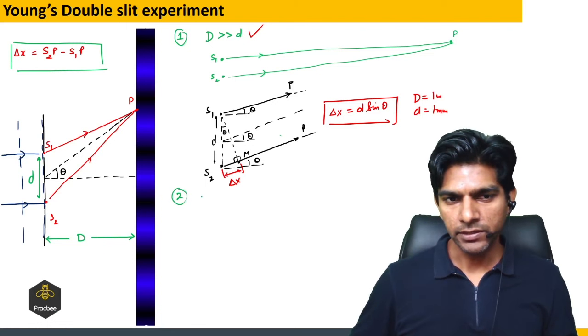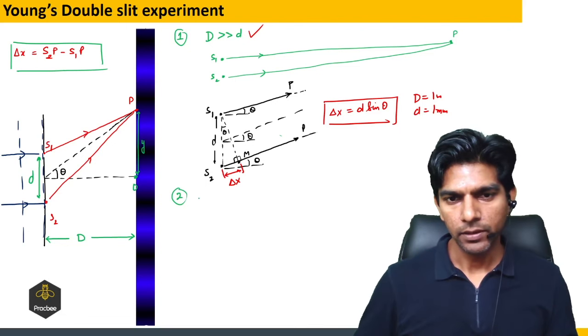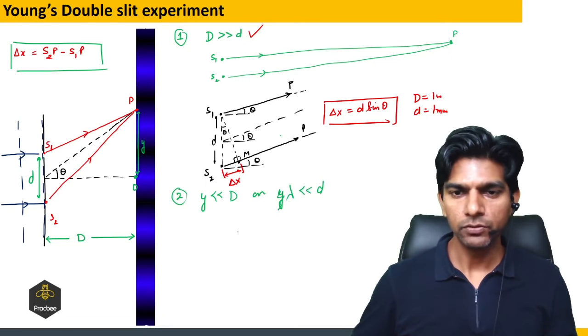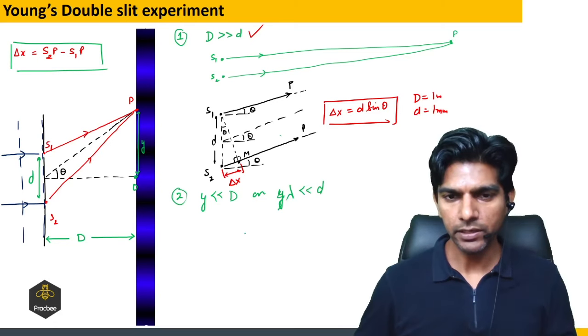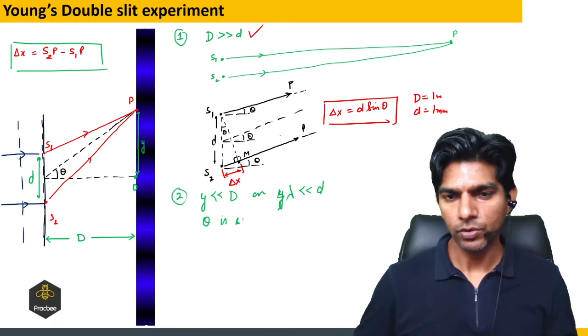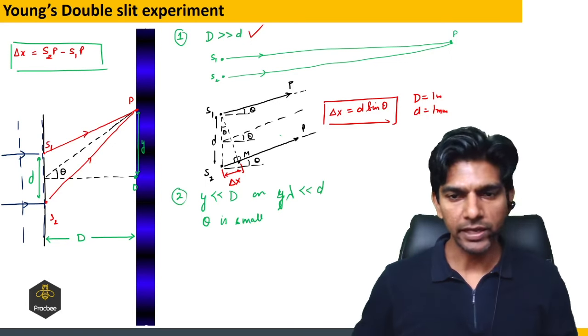Second assumption is this: the position of P from this point O is Y, and Y is very small in comparison to D. Or we can say if lambda is very small in comparison to D, then the second assumption is valid. If Y is very small in comparison to D, we can say theta is small.